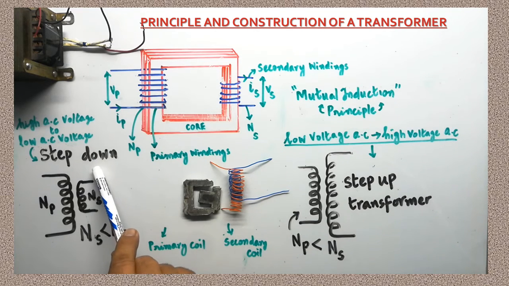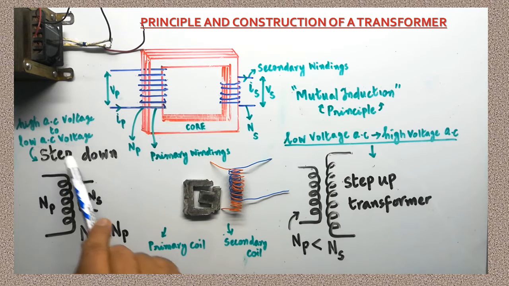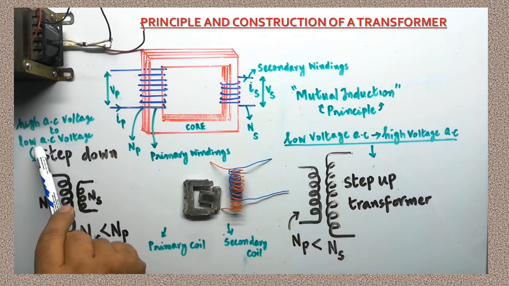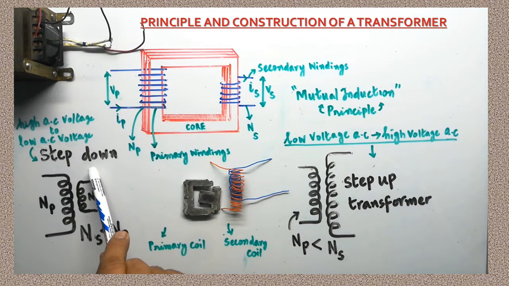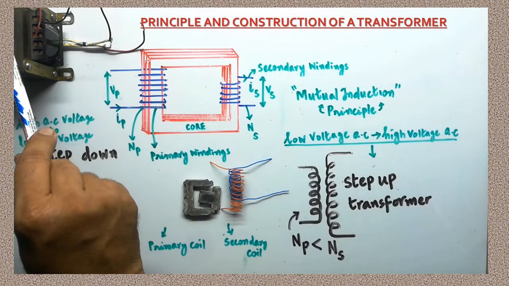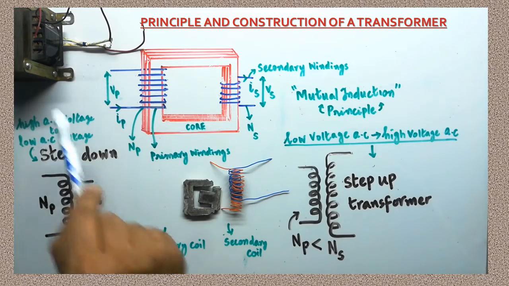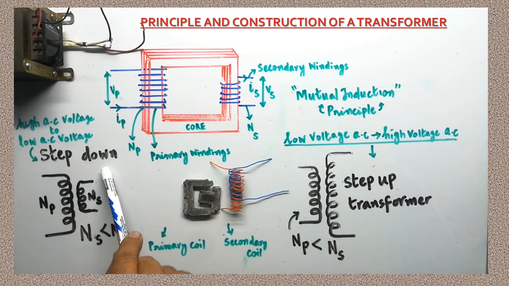Step down transformer, what is the purpose of using a step down transformer? A step down transformer will convert high AC voltage into low AC voltage. Mainly step down transformers are used in electric and electronic circuits and also in adapters, eliminators. So what I am keeping here is a kind of step down transformer. Are you clear? The number of turns in the primary is more, and in the secondary is less.